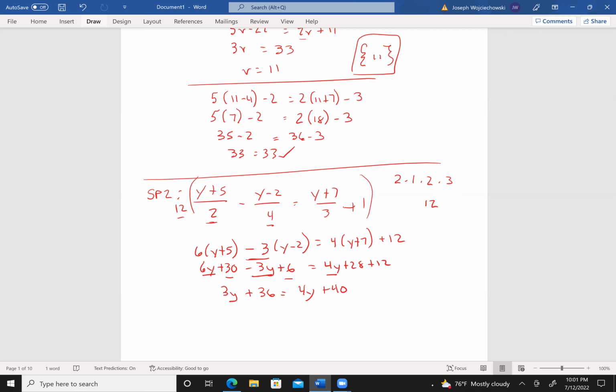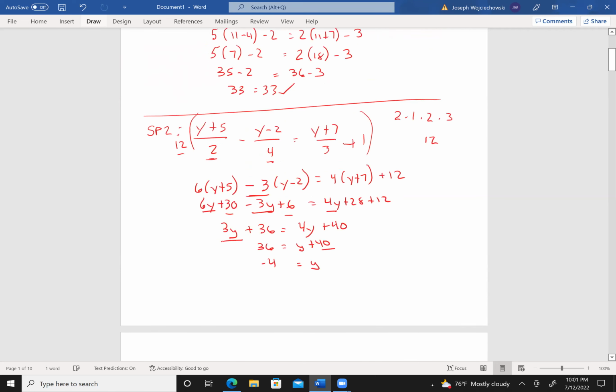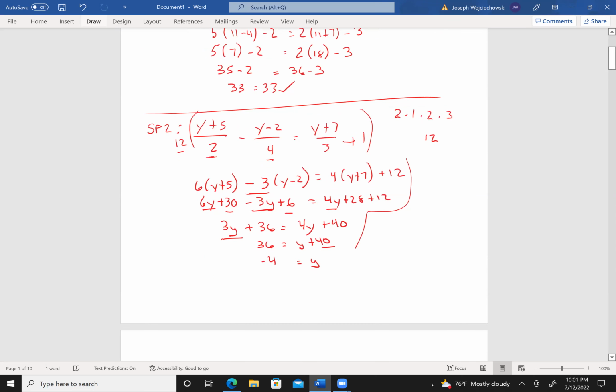So traditionally, we like to have our variables on the left, but we don't necessarily have to. And so I don't have to deal with negative numbers, I subtract 3y from both sides. Leaves me with 36 equals y plus 40. Then I subtract 40 from both sides, and I get y equals -4. Then I can check this again with my original equation.